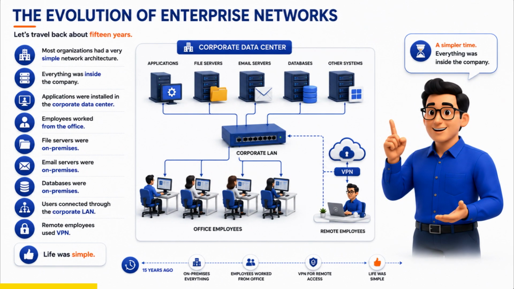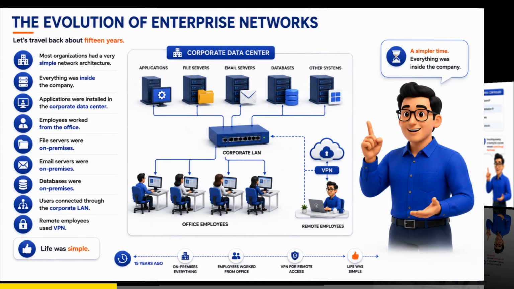The evolution of enterprise networks. Let's travel back about 15 years. Most organizations had a very simple network architecture. Everything was inside the company. Applications were installed in the corporate data center. Employees worked from the office. File servers were on-premises. Email servers were on-premises. Databases were on-premises. Users connected through the corporate LAN. Remote employees used VPN. Life was simple.